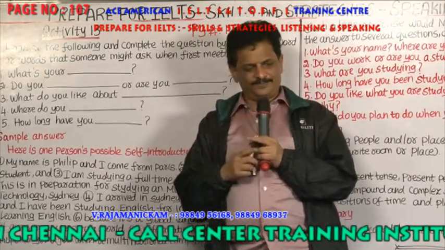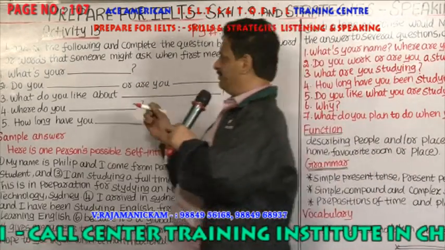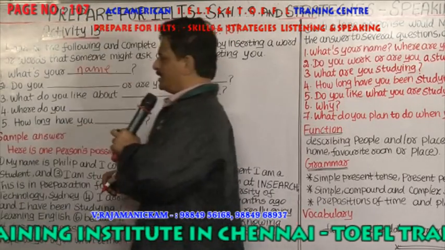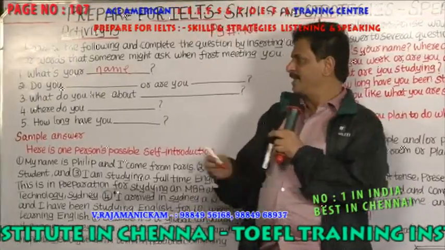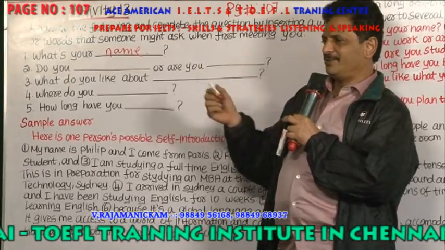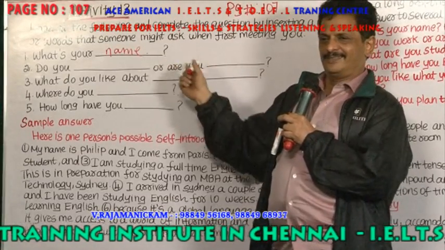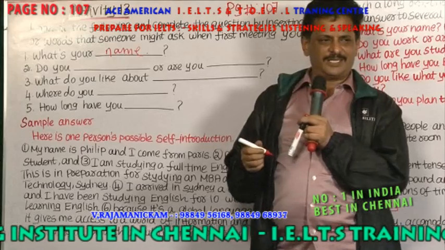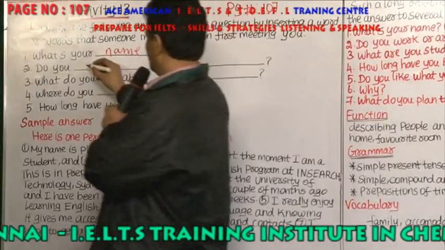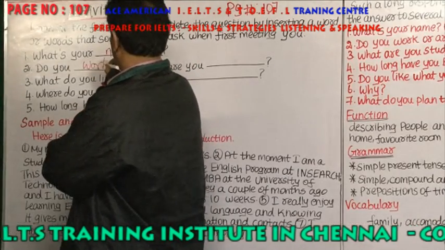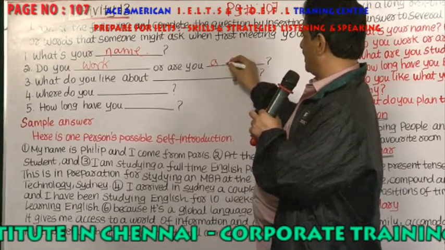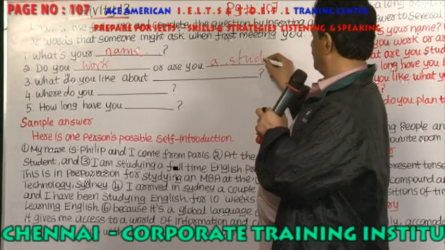What's your name? Right? First time when somebody asks you, what do they ask you? What's your name? Second, do you work or are you a student? What are the two options, or what are the two selections which you go with? Do you work or are you a student? A student, right?